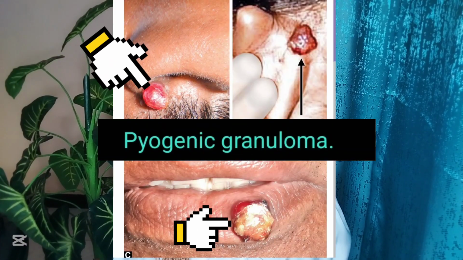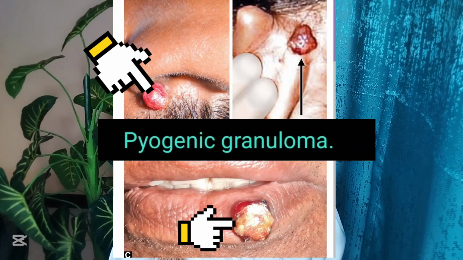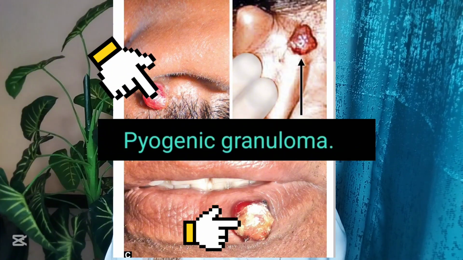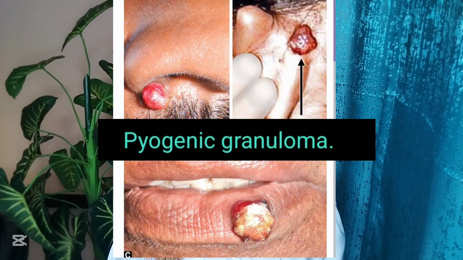A pyogenic granuloma is a swelling that grows on the skin and the mucous membrane, and it is usually a result of the overgrowth of the small blood vessels, and it is usually not a result of cancer.